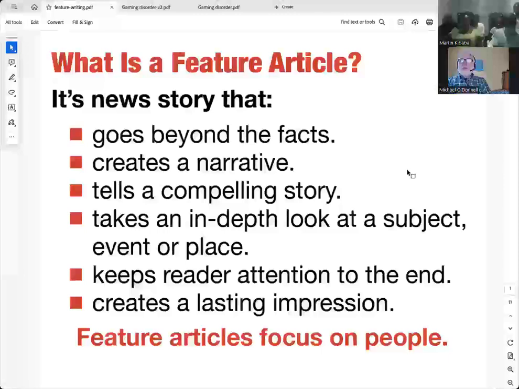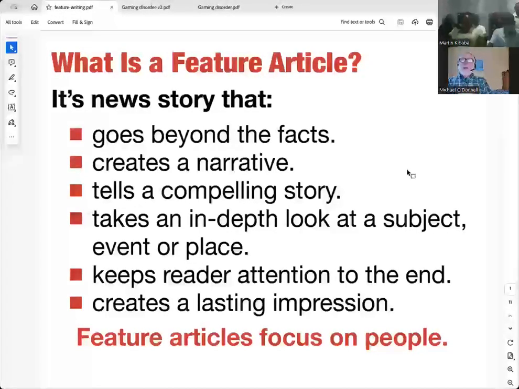Now, a feature story takes an in-depth look at a subject, and our piece from the Monitor definitely does that well. It covers many aspects of the problem of gambling addiction, gambling itself, and keeps the reader's attention to the end. That's a tough part. And so we're going to talk a little bit about how he might punch that up, and then creates a lasting impression. And this is where I think he could do a better job too.